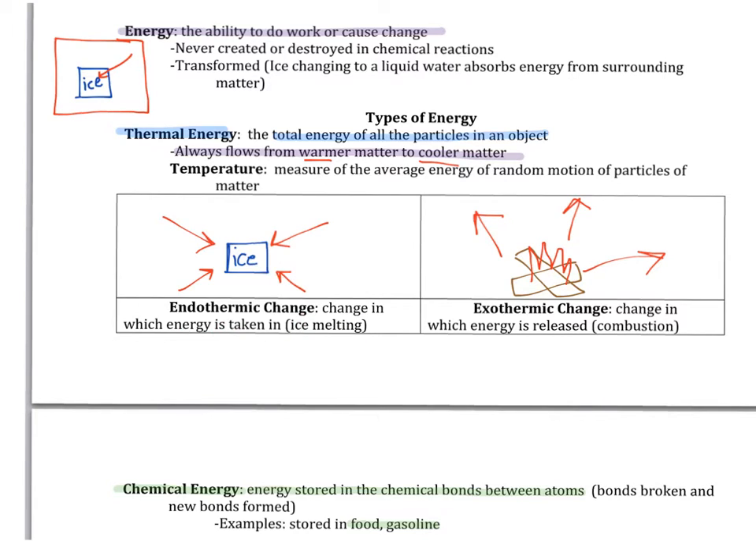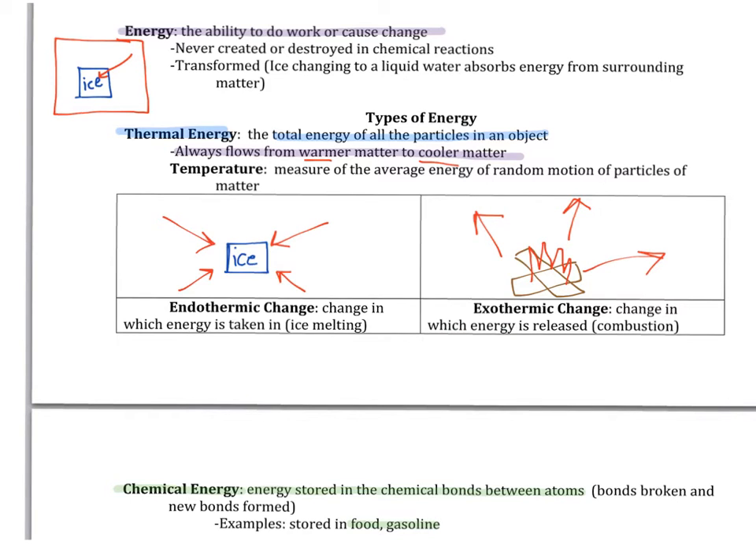so ice melting. Remember, temperature and thermal energy always flows from warmer matter to cooler matter. So, ice melting is occurring because of an endothermic change. The air that's around the ice is actually warming the particles in the ice, causing them to begin to move faster. An exothermic change is a change in which energy is released.